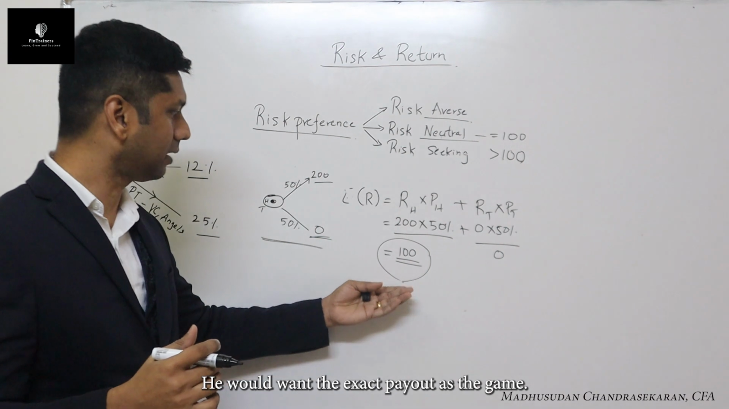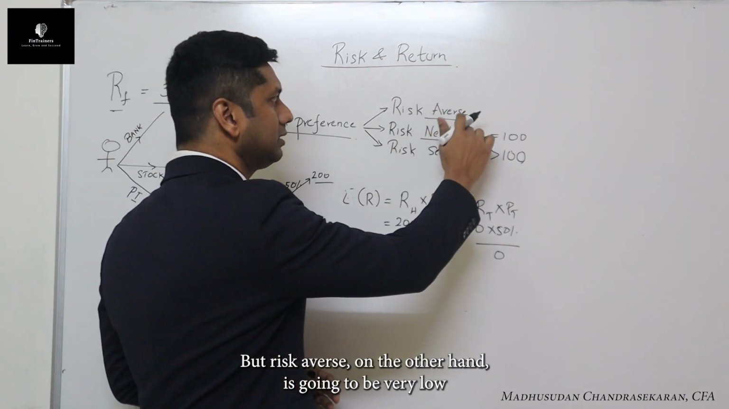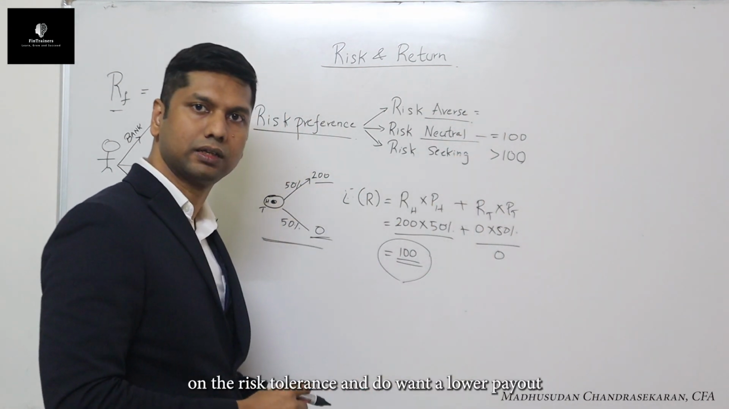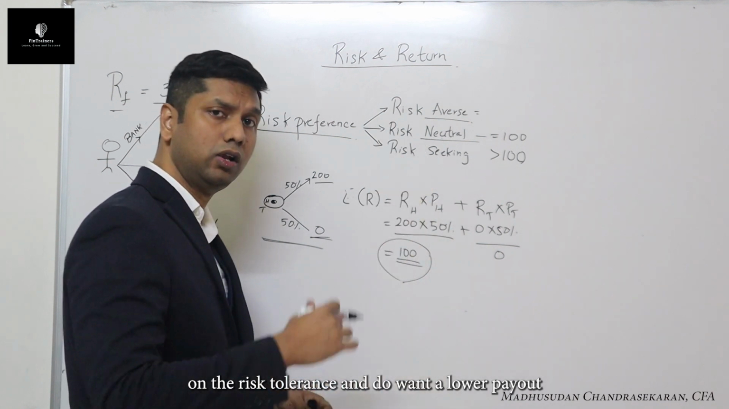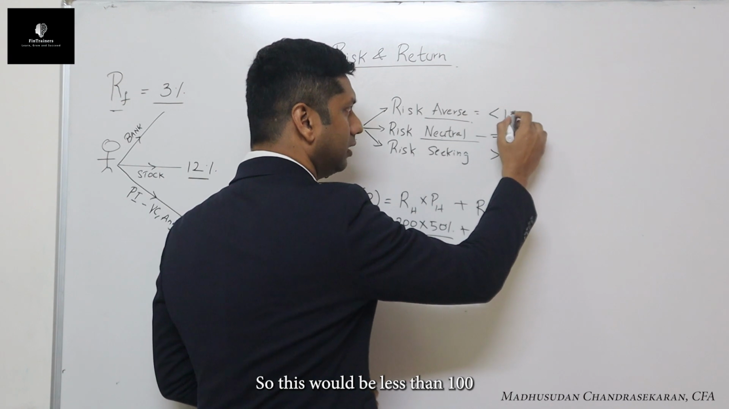He will want the exact payout as the game. He's a very rational person, right? The risk averse, on the other hand, is going to be very low on the risk tolerance and will want a lower payout even instead of playing the game. So this will be less than.